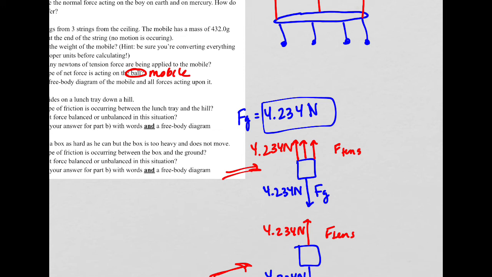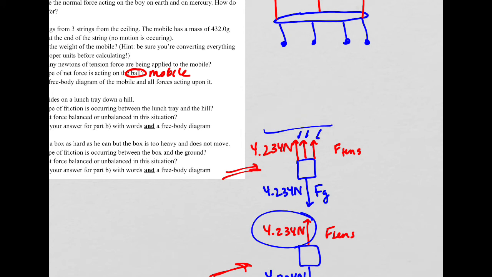There are 3 strings, right? 1, 2, 3 strings. They all together combined have a tension force of 4.234 newtons. So how could I find the individual tension force of each of the 3 strings there? What I could do is divide 4.234 newtons by 3 strings, and then I'll find how many newtons of force are in each string.